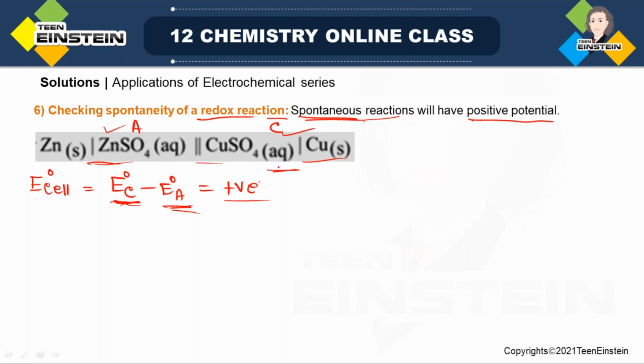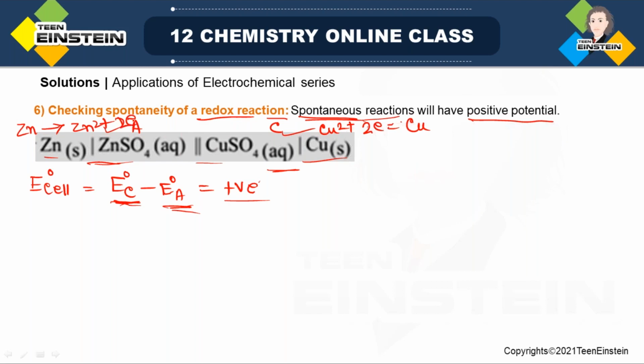Okay. So for this cell representation, we have the ZnSO4 system in the anode. That means here Zn will be converted to Zn2+, and Cu2+ will accept the electrons coming from Zn, and it will be reduced to copper. Cu2+ plus 2 electrons.